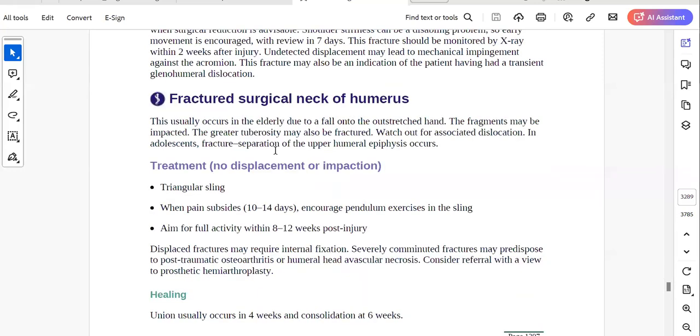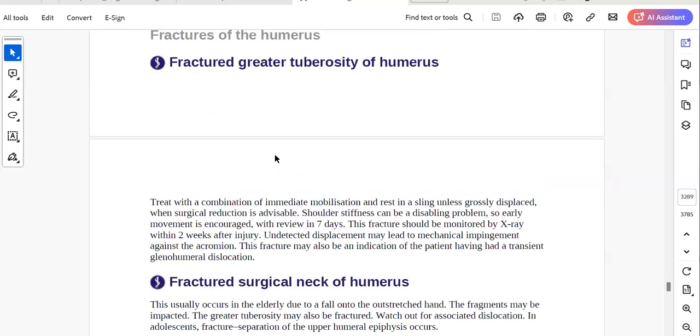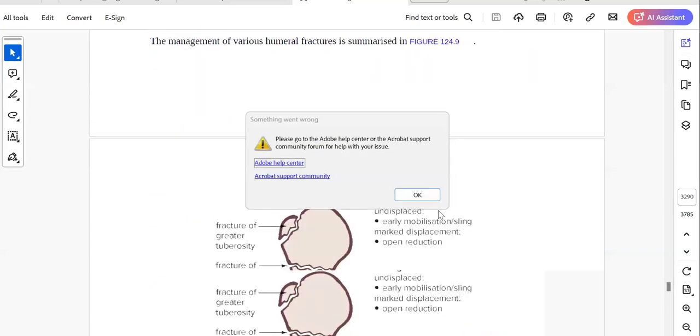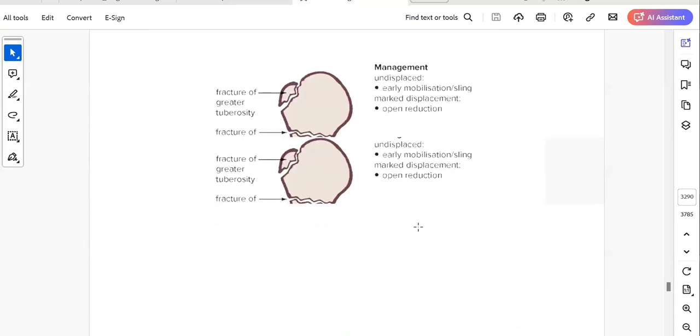So we are on this fracture of the neck of the humerus. Humerus fracture comes in exam, but the only thing you actually need to know is the management of it. If you look at this picture, that's where they have given all the management.